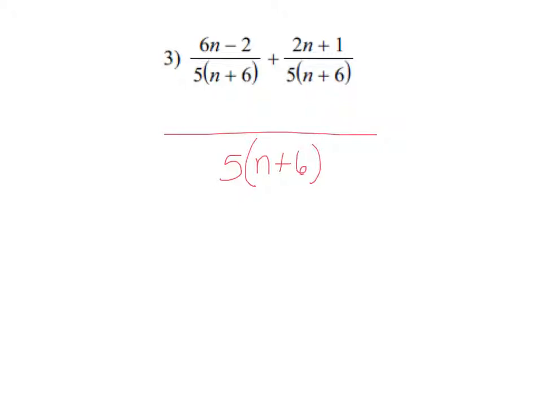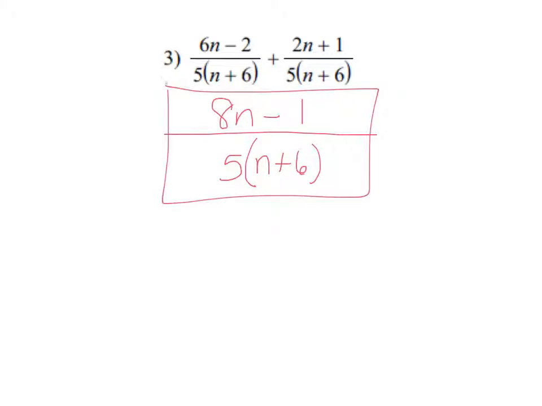So I am just adding up all my like terms. So I have a 6n and a 2n, so that would get me an 8n. I have a negative 2 and a plus 1, that's going to get me a negative 1. And that's all there is. I've got my common denominator, nothing's going to reduce. Done. All right, I want you to try number 4 by yourself.